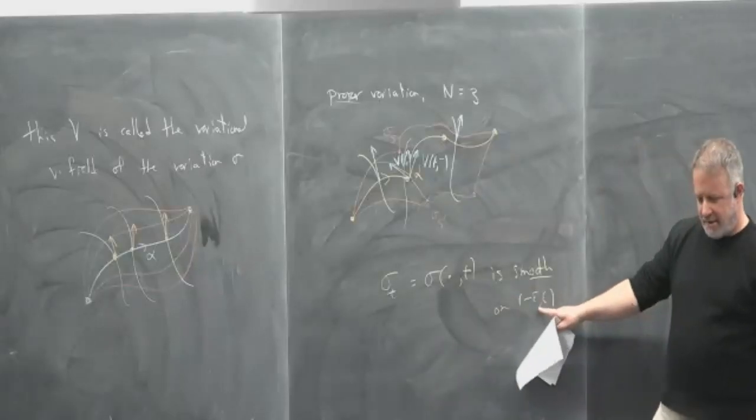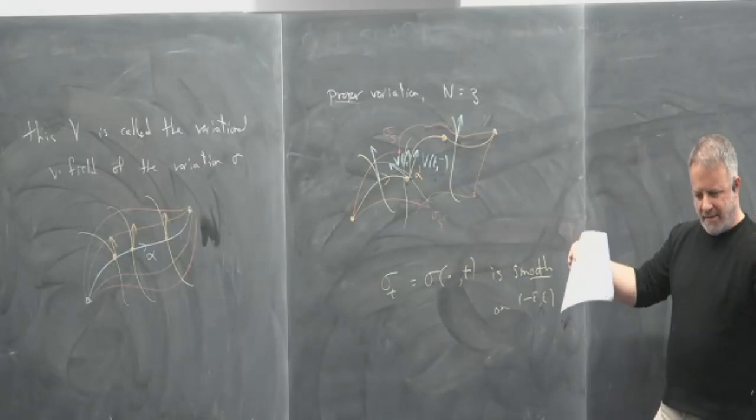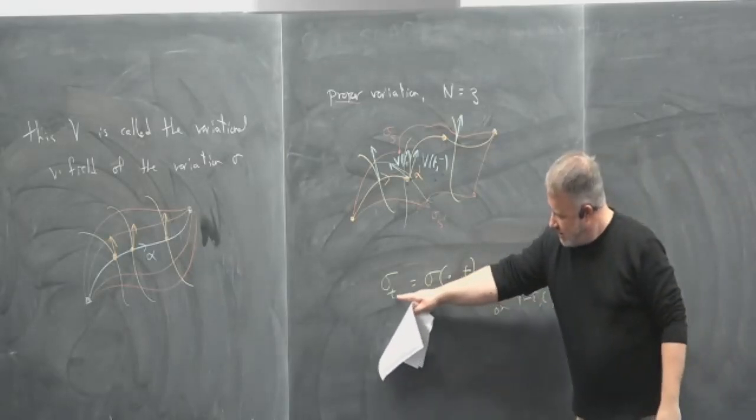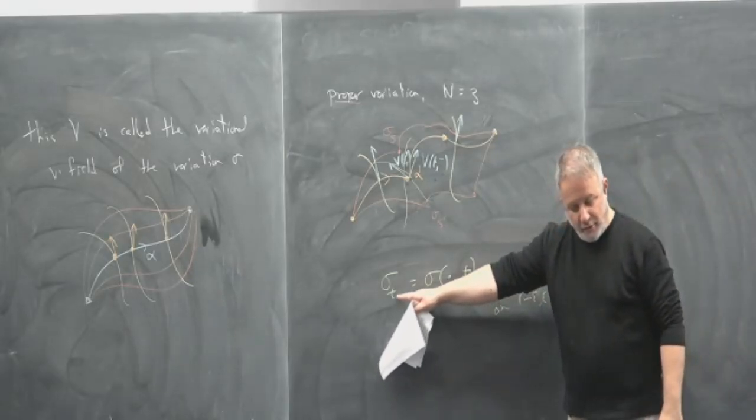Yeah, but it's not smooth in the first variable. It is. And that's what I'm saying. That's the definition. It's smooth. That was the definition. It was smooth on (−epsilon, epsilon) times [t_{k−1}, t_k]. So if you fix t, and t is not one of the t_k, then the transversal curve sigma is perfectly smooth.